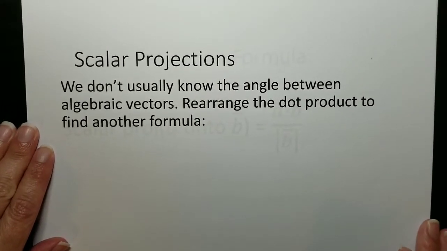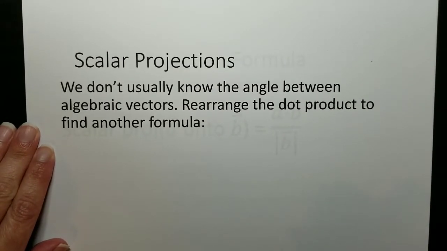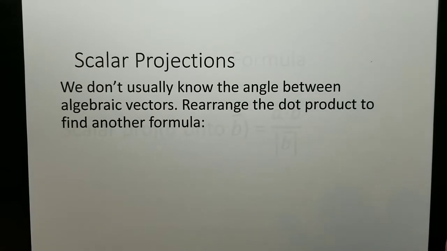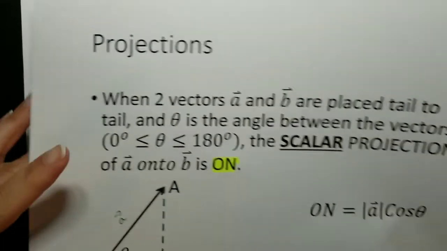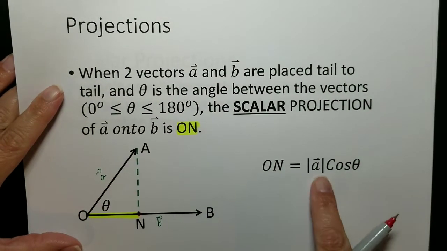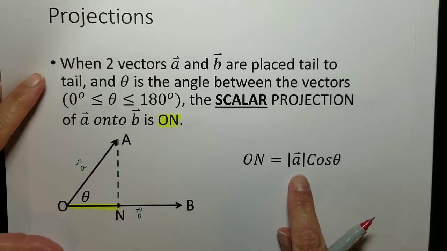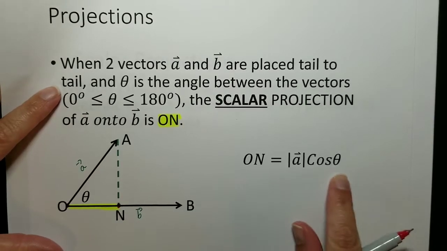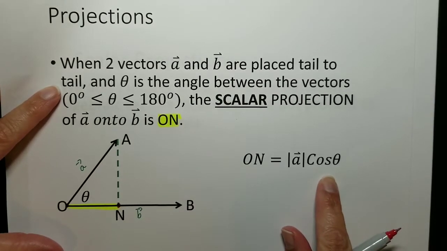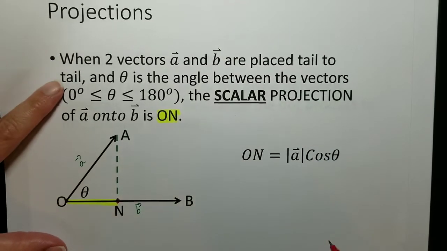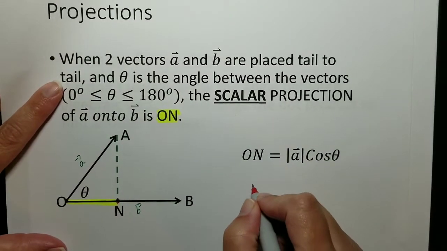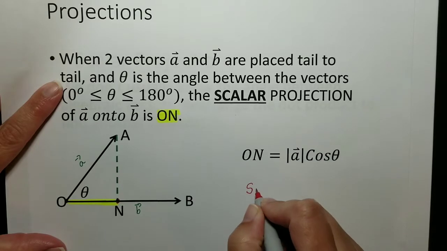The problem with this is that we don't necessarily know the angle between algebraic vectors. If we had the angle between them, this is very easy to calculate. So if you have geometric vectors and you happen to know the magnitude of your vectors and the angle, this is a super easy calculation. And not surprisingly, a scalar product gives a scalar answer, or a scalar projection, pardon me.